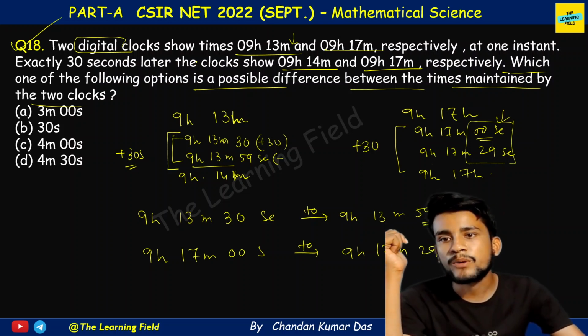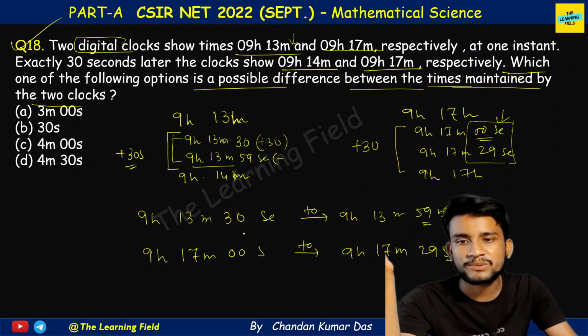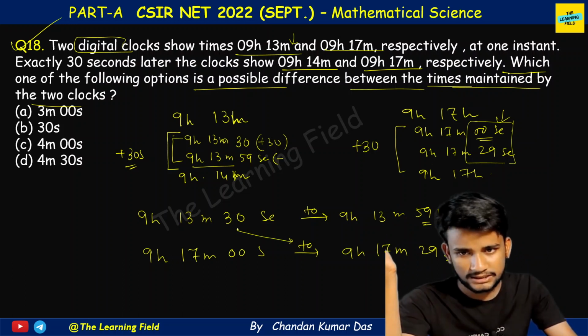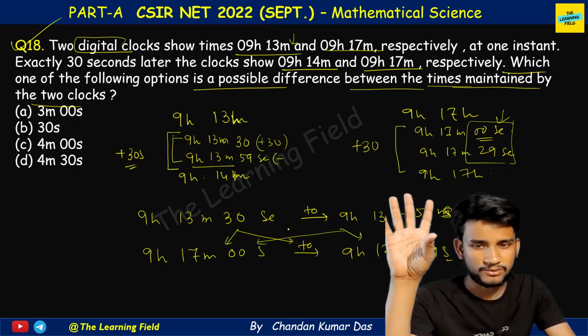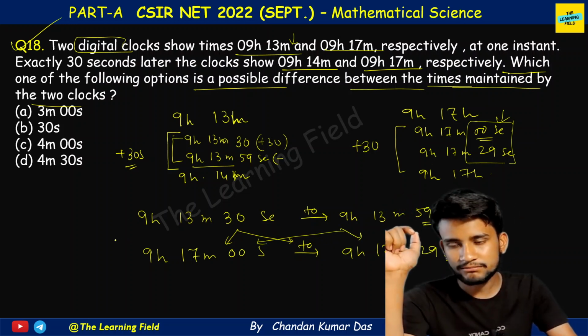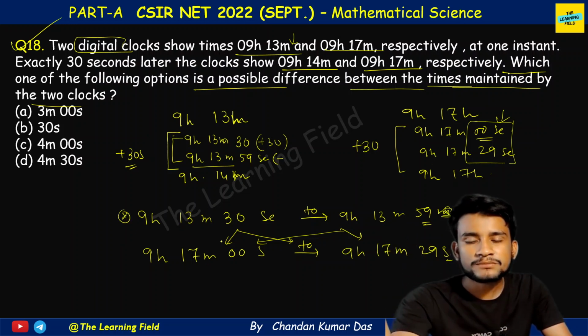Now we have to find the possible difference between the times. So possible difference between the times means this one's difference, this one's difference, this with this, this with this, okay. We have to find this fourth difference. So see, the fourth difference would be, if we start from here, 9 hours 13 minutes and 17 seconds. That means 9:13, 14:30, 15:30, 16:30.